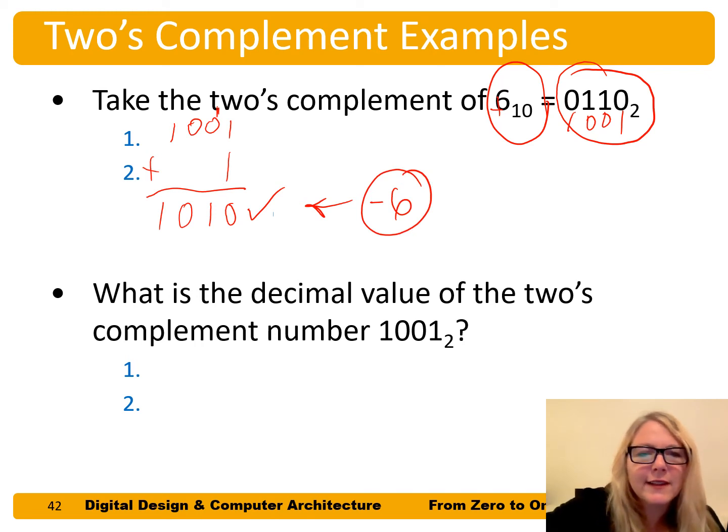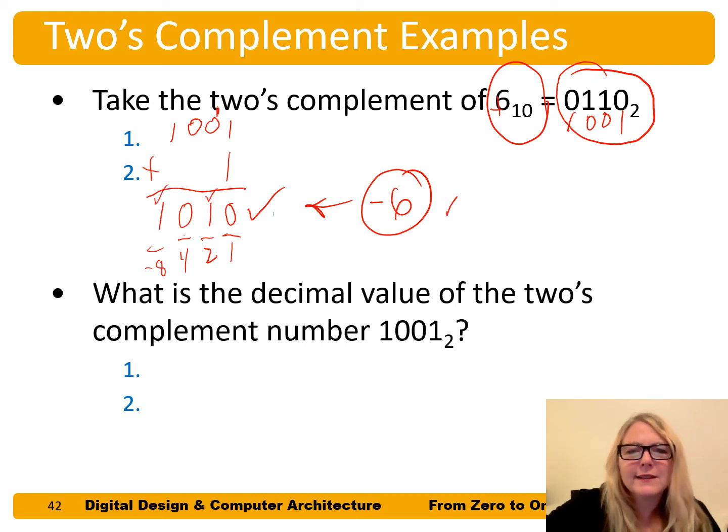And we can double check that. So we have the 1's place, the 2's place, the 4's place, and the -8's place. So we have a -8 plus a 2 gives us -6.